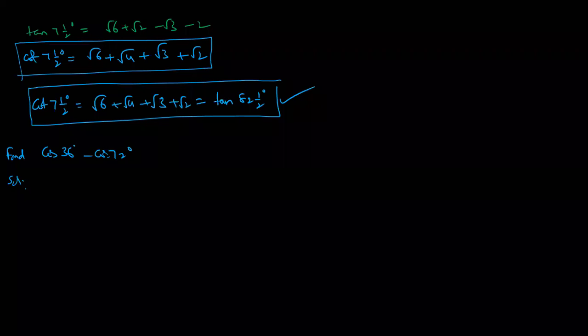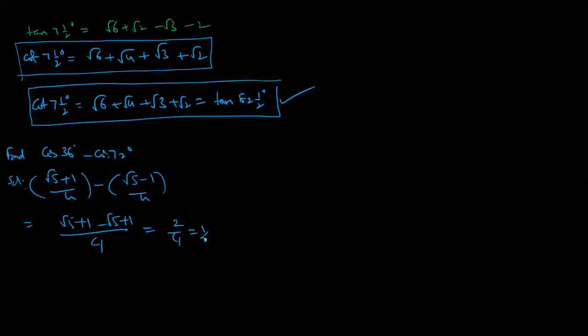First, tell me what is cos 36? Anyone? Cos 36 is root 5 plus 1 by 4. Cos 72 is nothing but sin 18, that is root 5 minus 1 by 4. What result is coming? LCM is 4. Root 5 plus 1 minus root 5 plus 1. So the answer is 2 by 4. Check it. Yeah, 1 by 2 is coming. But what is your response here? Good.